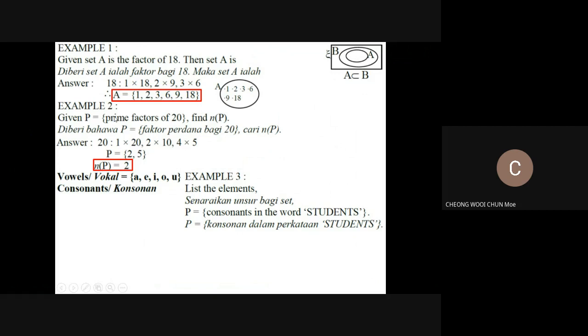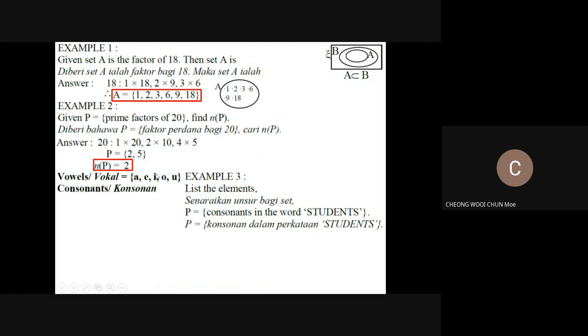But from here, you must find prime numbers. 1 is not a prime number, so start from 2. That means cannot be divided by other numbers. 2 and 5. 4 can be divided by 2. 10 can be divided by 5 and 2. 20 can be divided by 10, 5, 2. Okay. So answer is 2 and 5. Because they want number of elements, it means 2 elements inside.